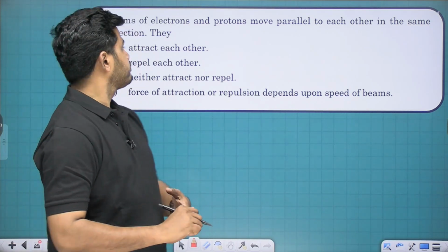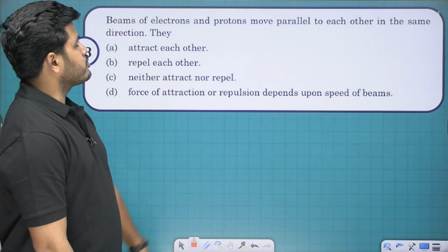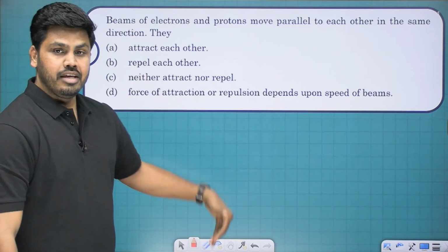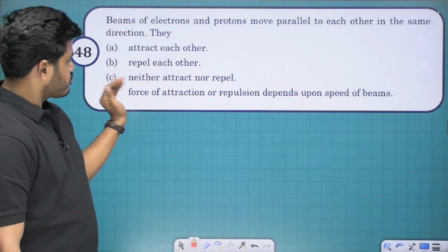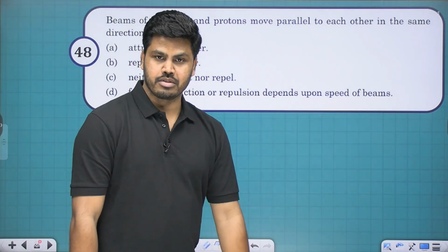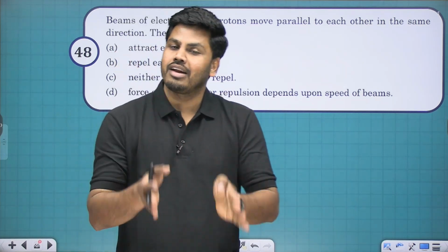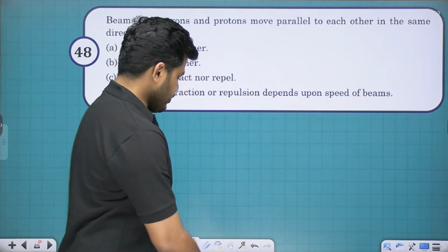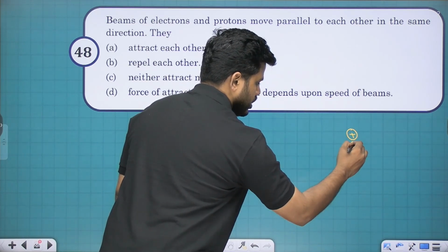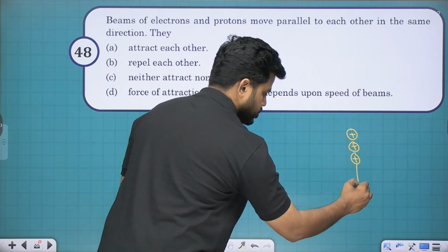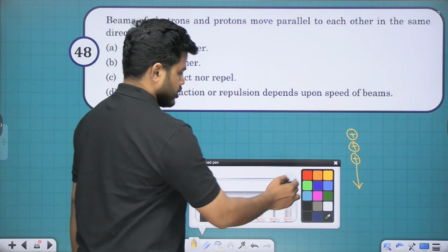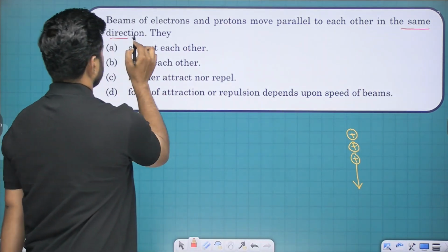48. Next question. Beams of electrons and protons move parallel to each other in the same direction. Options: they attract each other, repel each other, neither attract nor repel, or force of attraction or repulsion depends upon speed of the beams. See, the question is based on two parallel current carrying conductors, right? Whenever charges flow in a given direction, suppose a beam of protons is moving in this direction. And electrons are also moving in the same direction. That is what the question says.